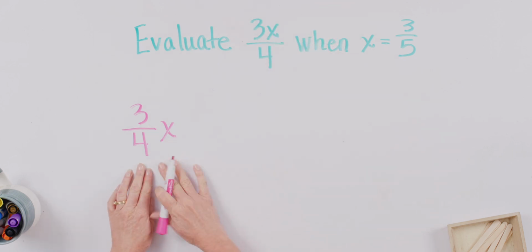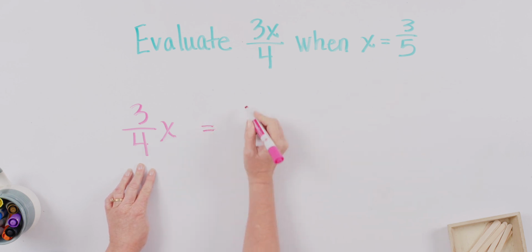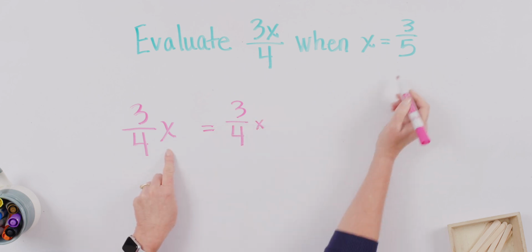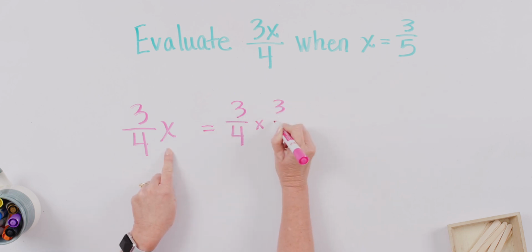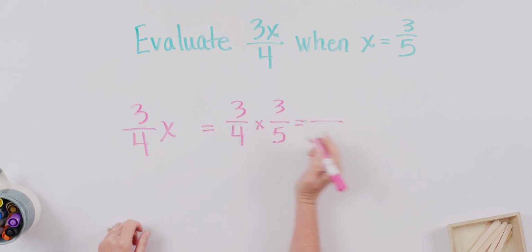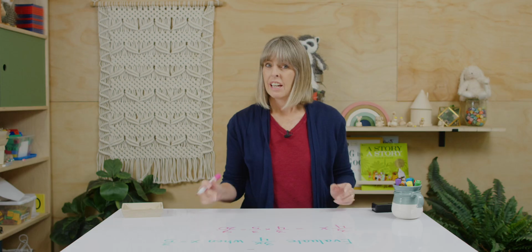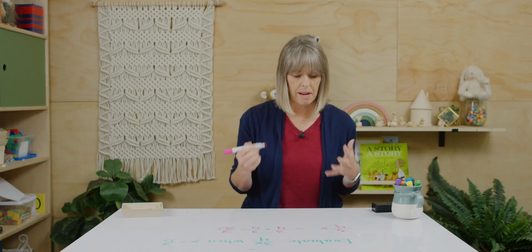And now this is going to help us plugging in our 3/5 for x. So now I can take my 3/4 and just multiply it by my x, which is 3/5. Now again, as you know, we just multiply it across with our fractions. 3 times 3 is 9. 4 times 5 is 20. Did you get 9/20ths?